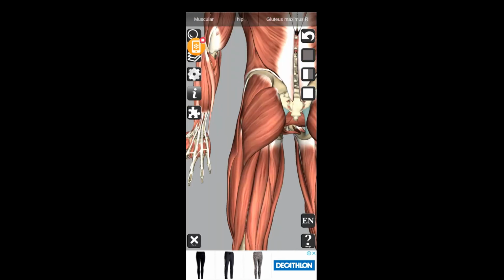So this is your gluteus maximus. Done. I am removing it. Gluteus medius. Done. I am removing it. Gluteus minimus. Done. I'm removing it. Now tell me, gluteus minimus and medius are supplied by?